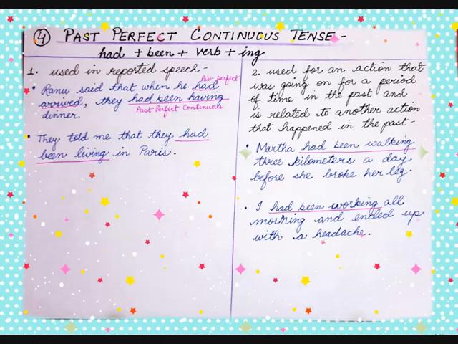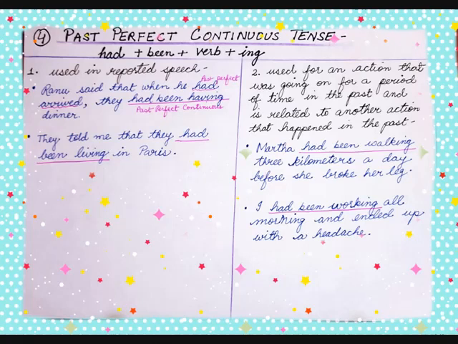Martha had been walking 3 kilometers a day before she broke her leg. Had been walking is past perfect continuous tense, and Martha had been walking 3 kilometers a day. Then suddenly what happened? Because she had been walking, therefore she broke her leg, and the word broke is simple past tense.